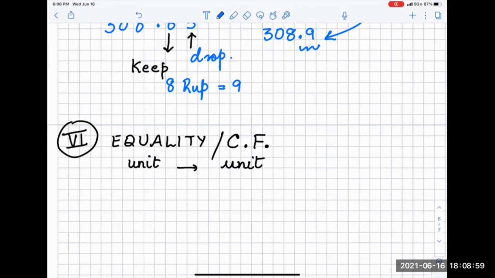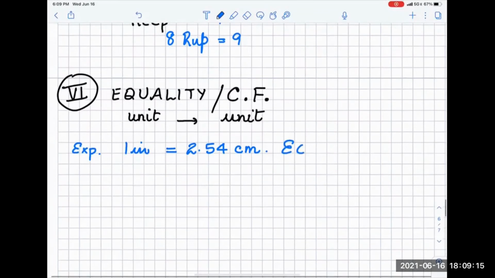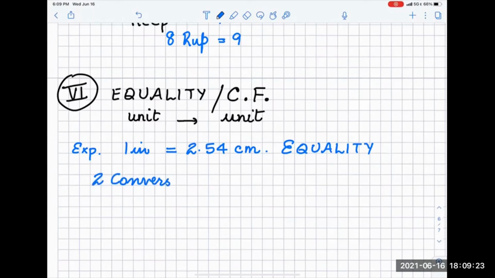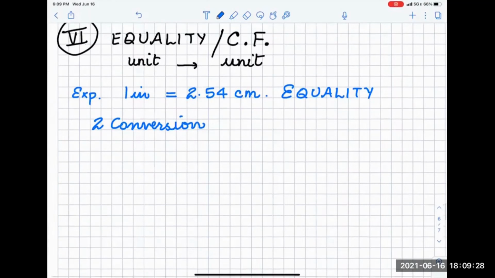Let us say you have 1 inch. 1 inch is equal to 2.54 centimeters. So this is called the equality. And this equality can be written into 2 conversion factors. Now this is very important because you will be needing this throughout the course. So understand this: an equality can be converted into conversion factors.